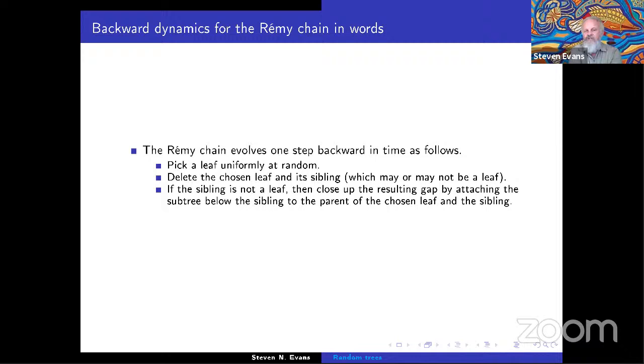that a backward evolution proceeds by picking a leaf uniformly at random, delete the chosen leaf and its sibling, which may or may not be a leaf. And if the sibling's not a leaf, then the deletion will have produced a gap in the tree. And so you close up that gap.